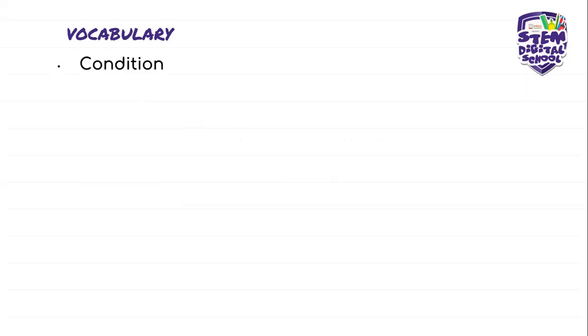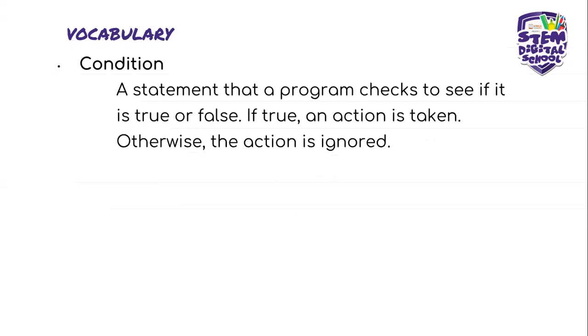Okay, guys, and remember in our objectives, we came across the word condition. And what is a condition? A condition is a statement that a program checks to see if it is true or false. Okay, and if it is true, an action is taken. So that action will be repeated over and over again. And then if it is no longer true, then the action is ignored and our program will move on to the next command.